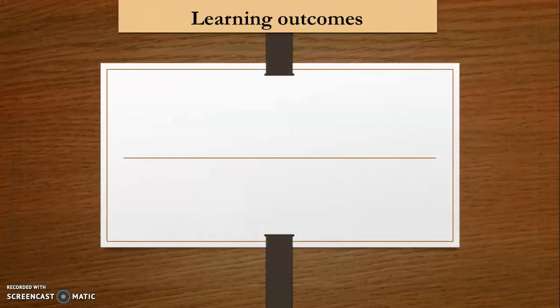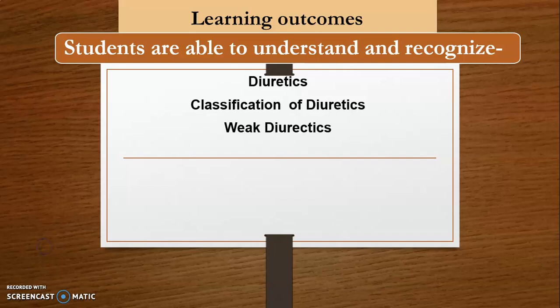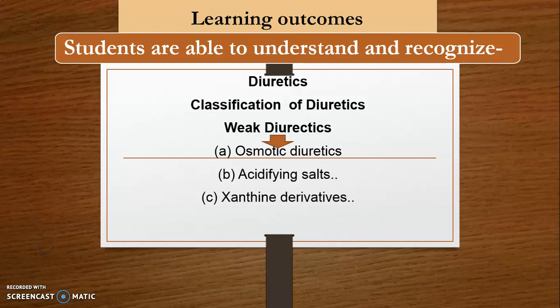Learning outcomes of our today's session. After watching this video, students should be able to understand and recognize what is meant by diuretics, classification of diuretics, then what is meant by weak diuretics. In the weak diuretics we see today osmotic diuretics, acidifying salts, xanthine derivatives and carbonic anhydrase inhibitor.